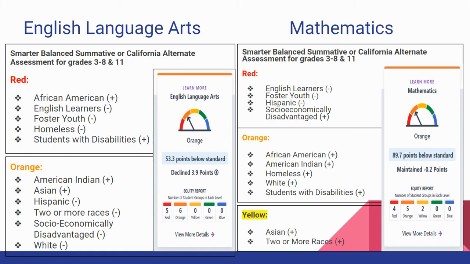In English Language Arts, MJUSD experienced a decline in performance of 3.9 points. We have 5 subgroups in red, the lowest performing category, and the remaining subgroups are orange. In mathematics, MJUSD is considered maintain, meaning that statistically there wasn't a change from the previous year. In math, we have 4 subgroups in red, 5 subgroups in orange, and 2 subgroups in yellow.